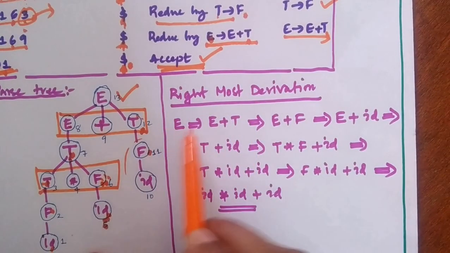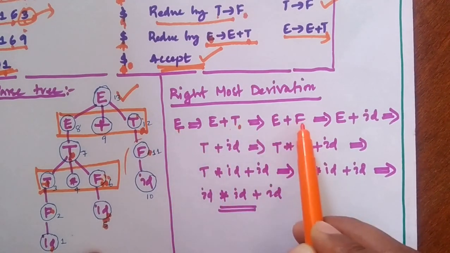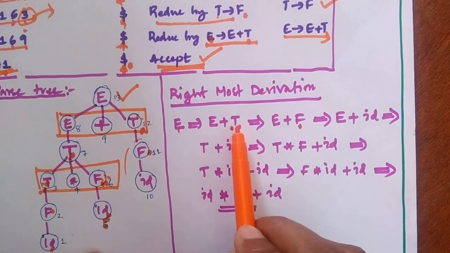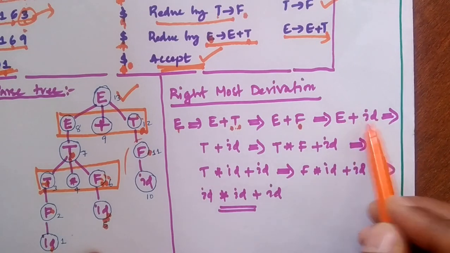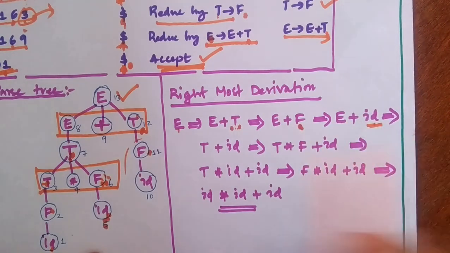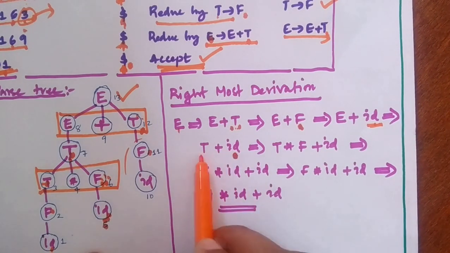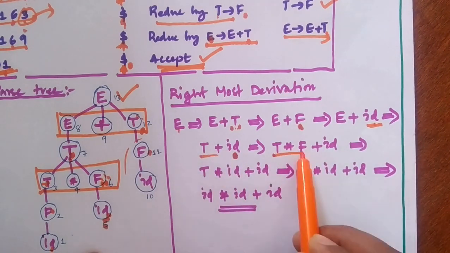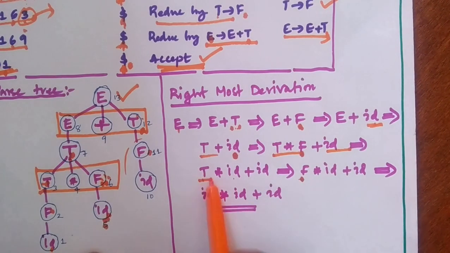The rightmost derivation of the given string is E gives E plus T, and E plus T derives E plus F, because T is the rightmost non-terminal replaced by F. Then E plus F gives E plus ID because F is replaced by ID. Then T plus ID, and T is the rightmost, replaced by T star F plus ID. Then F is rightmost, T star ID plus ID. Then F star ID plus ID, and ID star ID plus ID.